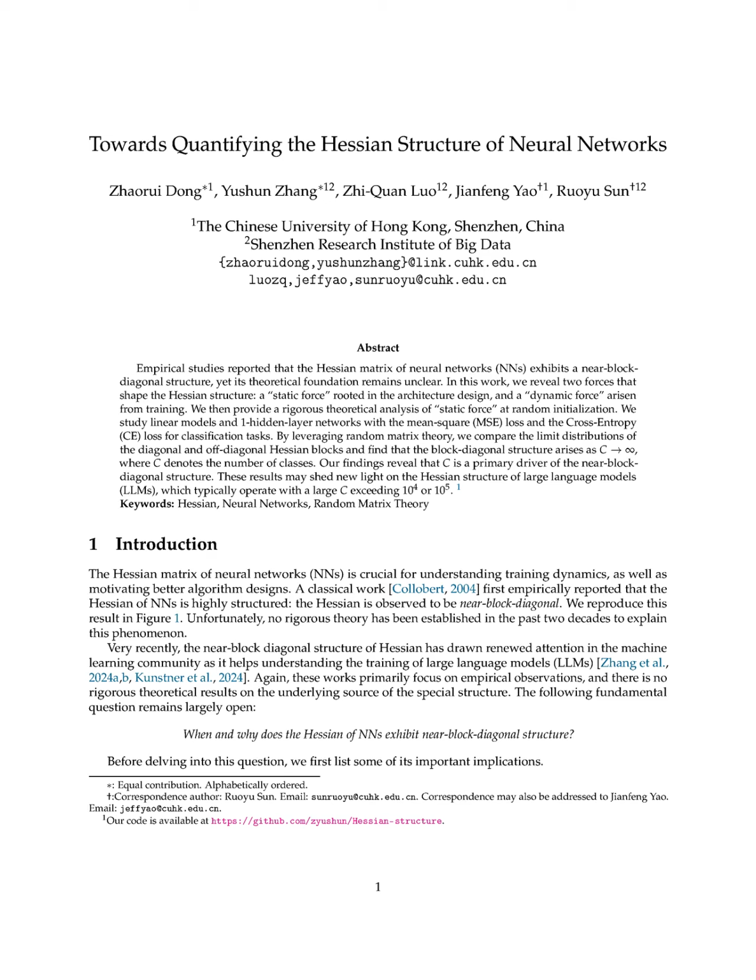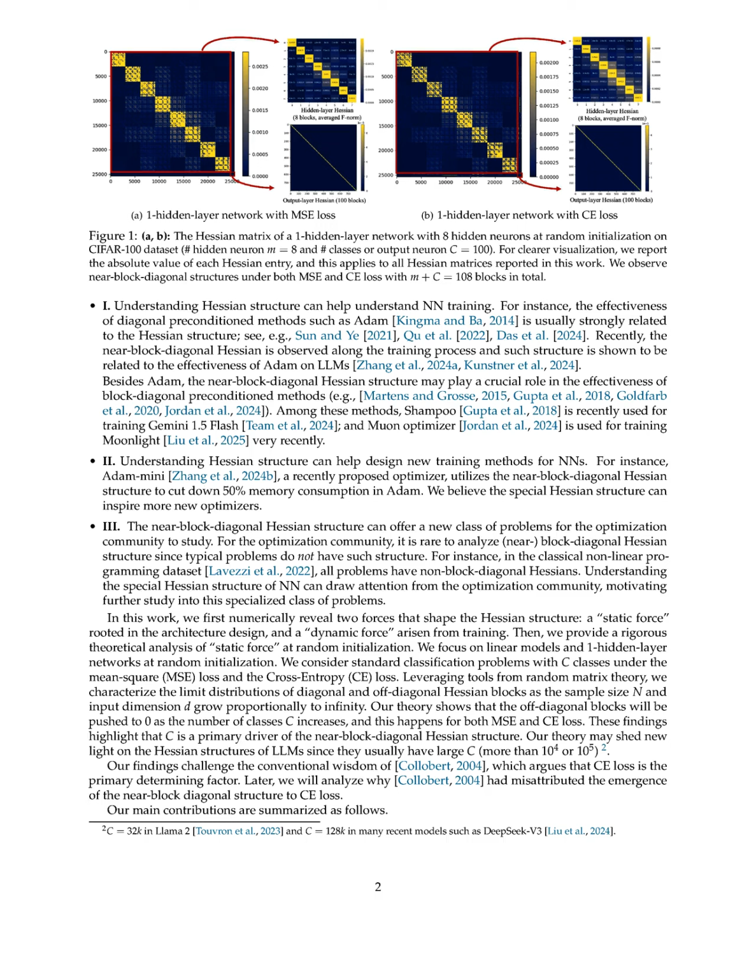The proposed theory aims to rigorously explain the near block diagonal structure of the Hessian matrix in neural networks, a phenomenon that has been primarily observed empirically without a solid theoretical foundation for the past 2 decades. Existing research has largely attributed this structure to the cross-entropy (CE) loss function, but this work challenges that perspective by identifying the number of classes as a significant factor influencing the Hessian structure.